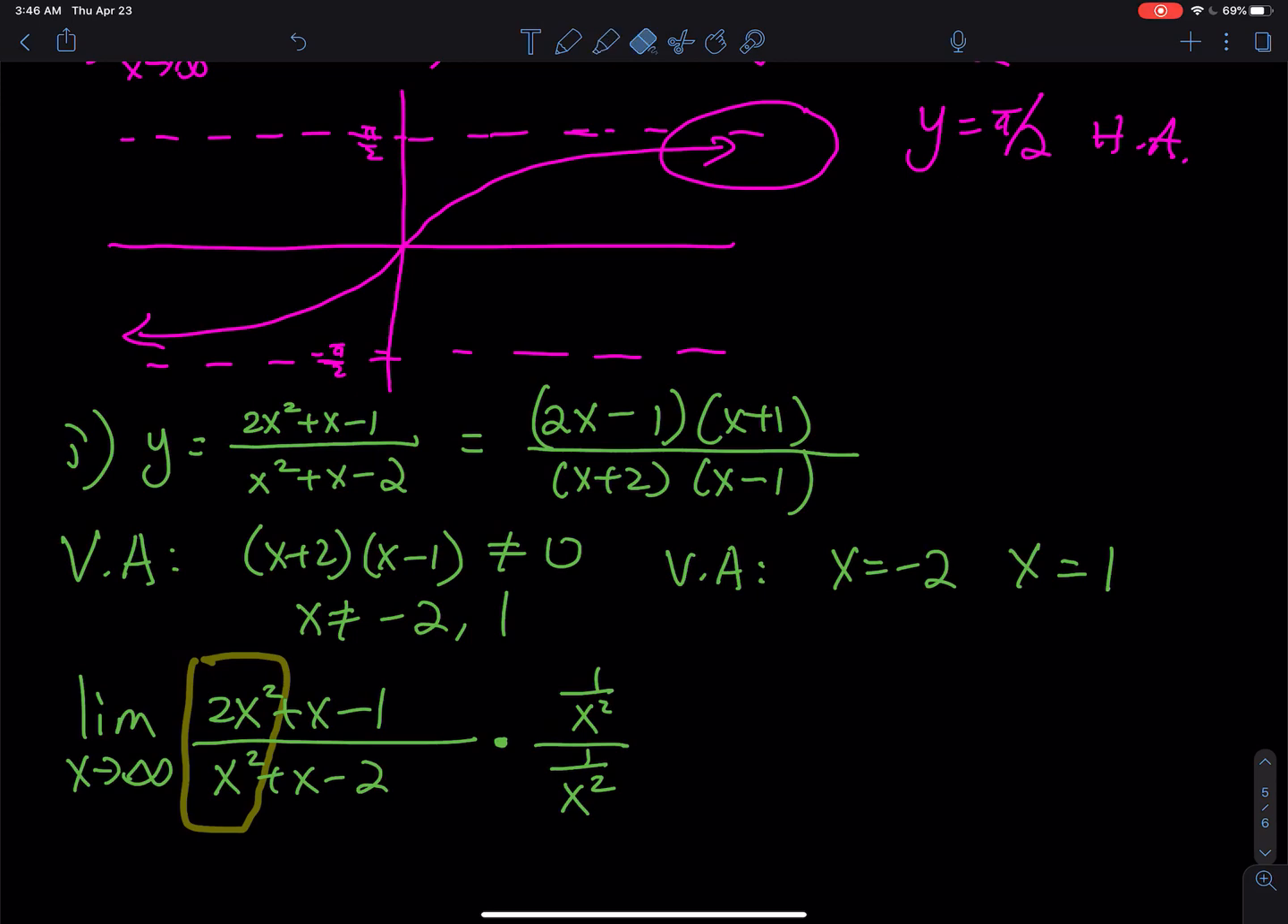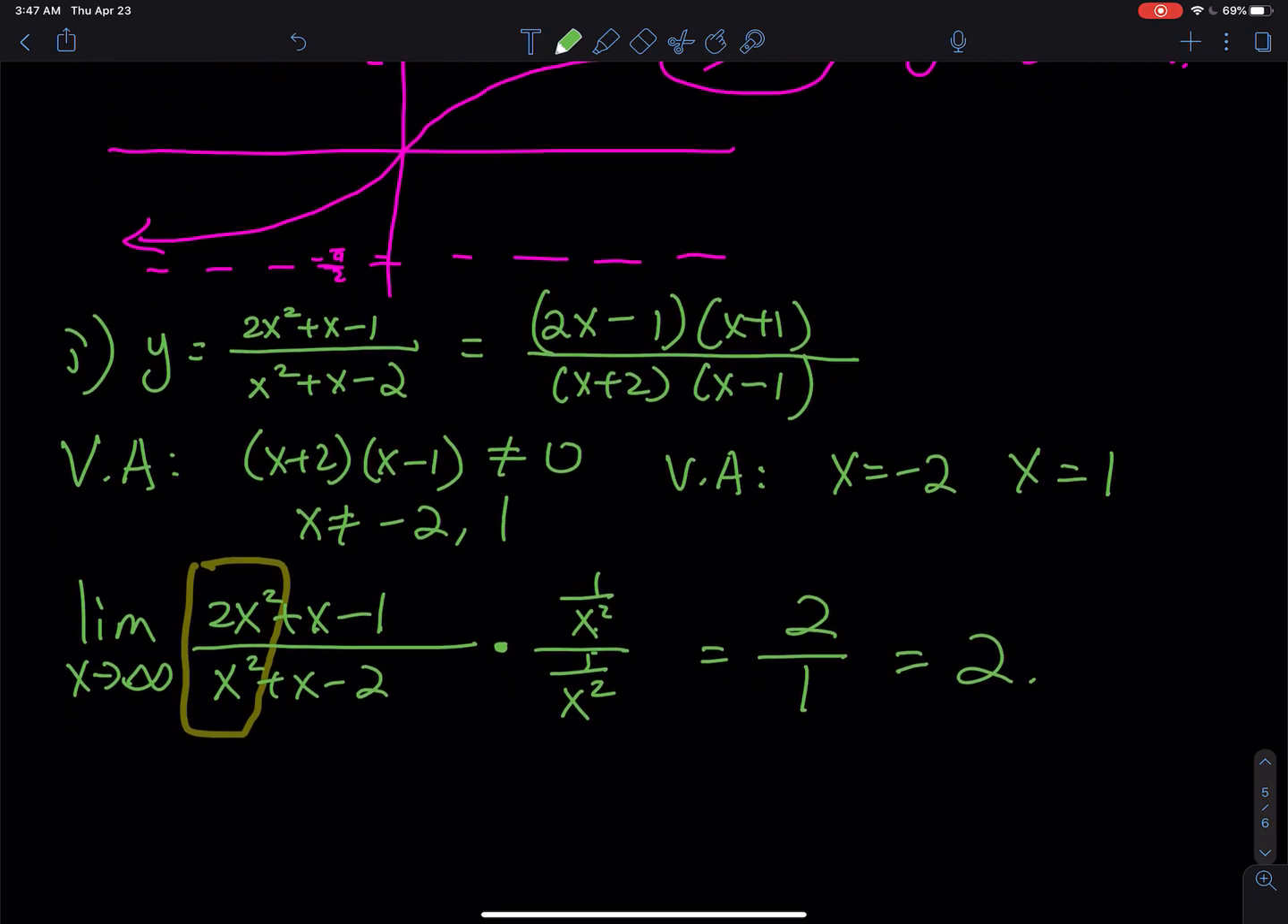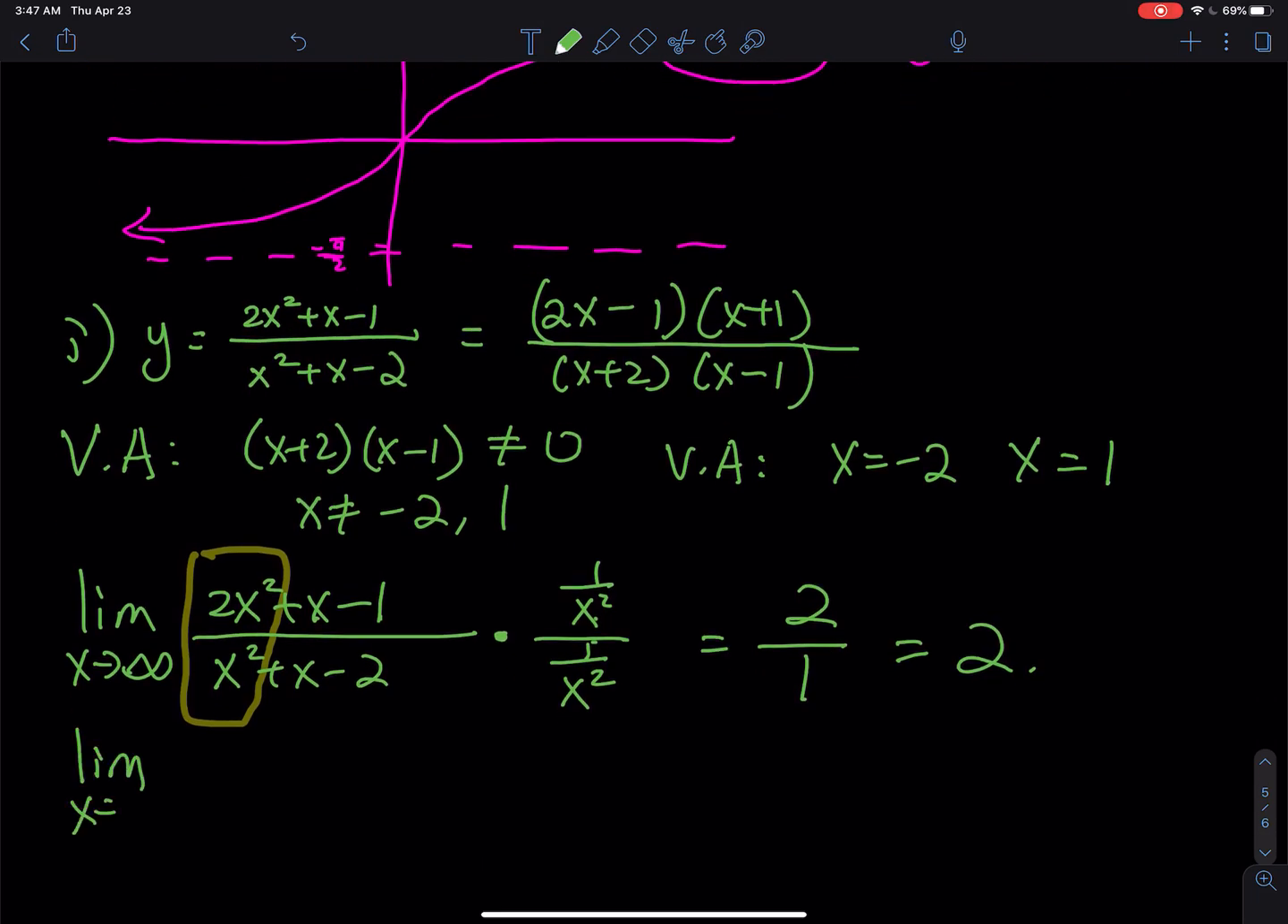So at the end of the day, what do we have? We only have the coefficients left, right? So we only have 2 divided by 1, because what about the rest? The rest will be just 1 divided by x, 1 divided by x squared. So the rest will be just a fraction. There is an x in the denominator. So for all the fractions, they will just become 0. So this is just equal to 2. If you check the other side, x approaches negative infinity of this function, you will get a 2 as well. So the horizontal asymptote is y equals 2.